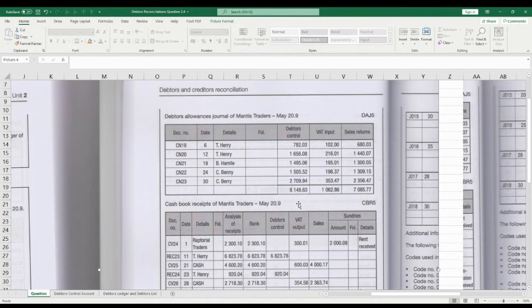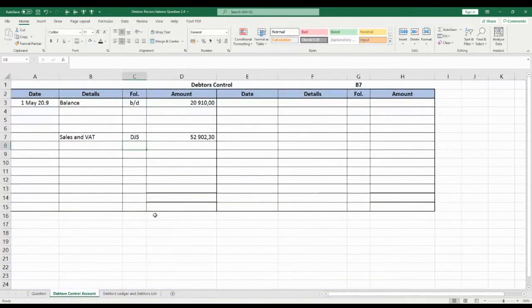Okay, so Mbali, that's correct. Sales return and VAT. So we've got a sales return and a VAT account there. So what we will do, just quickly check where I put it in. Okay, there we go. We will have sales return and VAT. Our folio number is DAJ5 and the amount is 8,148 Rand.